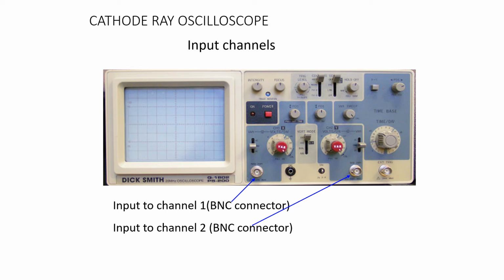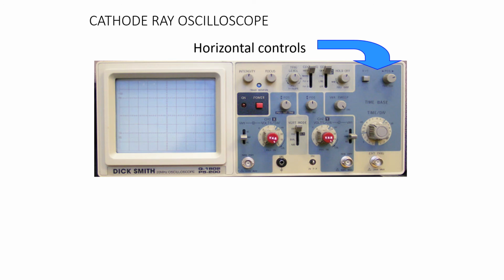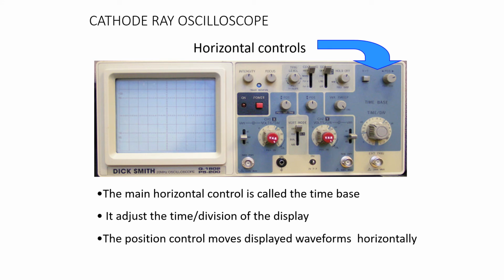This is a dual phase CRO, so you can connect two signals at a time, one signal to channel 1 and one signal to channel 2. The BNC connectors are on the front panel. These are the horizontal controls to adjust the sweep frequency slightly. The main horizontal control is called the time base. It adjusts the time per division of the display. The position control moves displayed waveforms horizontally.